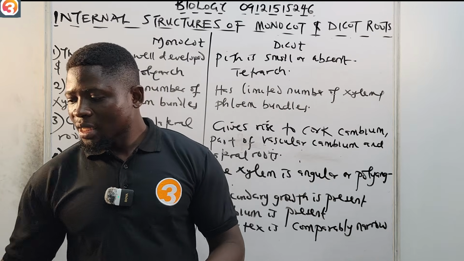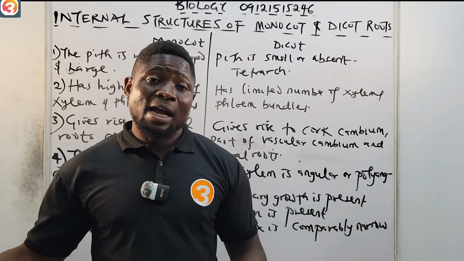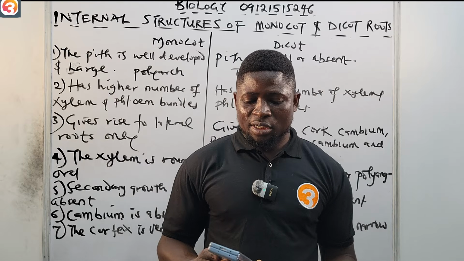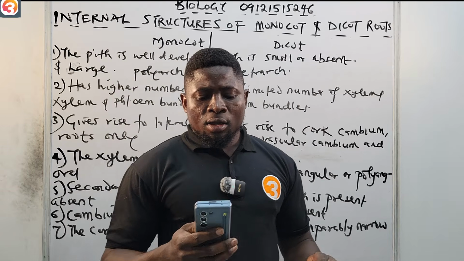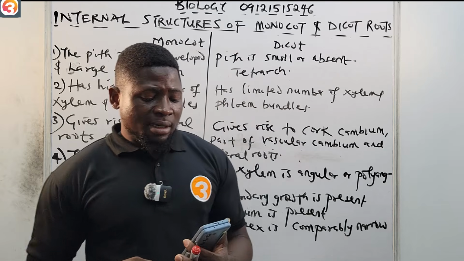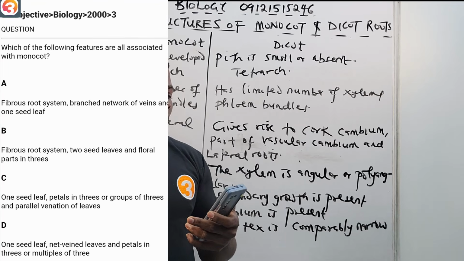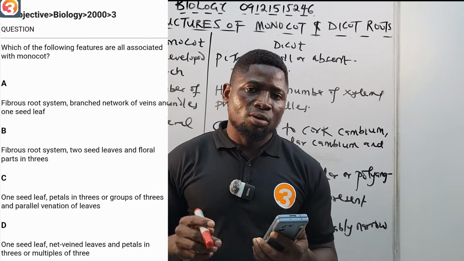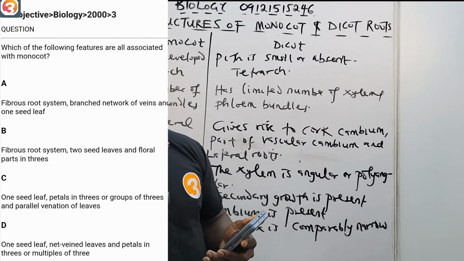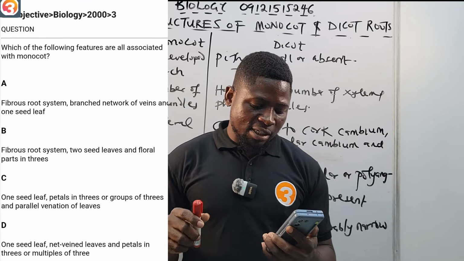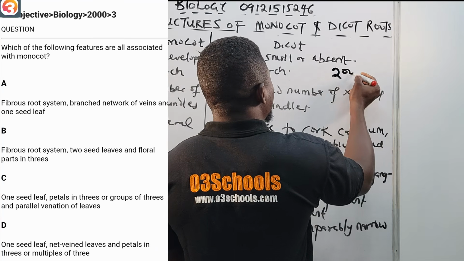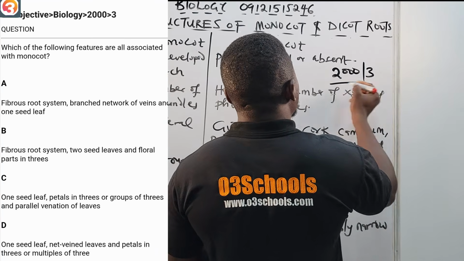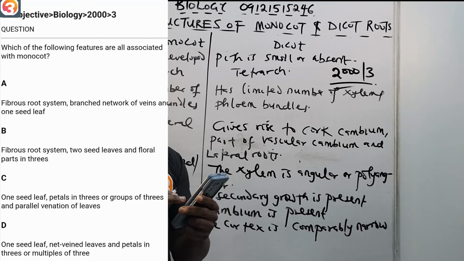Now, let us go to the O3 Schools JAMB app to answer questions. We will try not to waste so much time on them. This is year 2000, number 3. Which of the following features are all associated with monocots? I will not answer this question. You answer it and tell me the answer in the comment section. Year 2000, number 3 is your assignment.